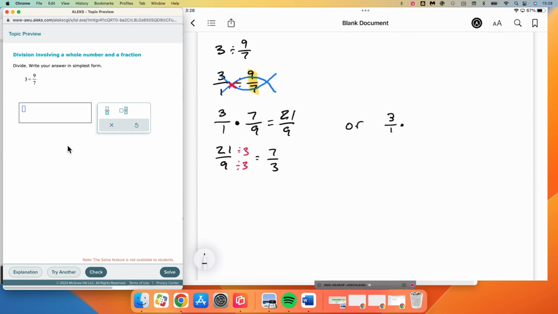And then similarly, if you got to this fraction multiplication piece and you wanted to do the cross canceling, we could do 3/1 times 7/9. Recognize that 3 and 9 are both divisible by 3. That becomes a 1. That becomes a 3. And we get directly to 7/3.